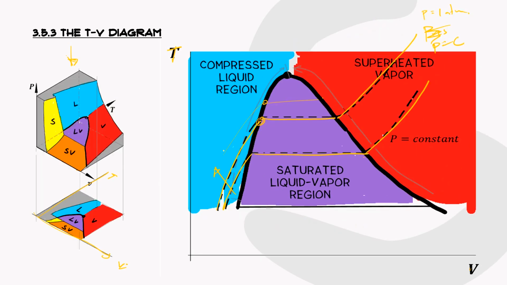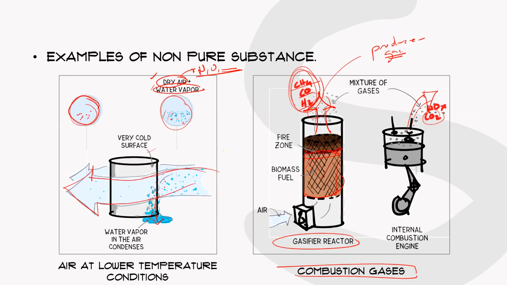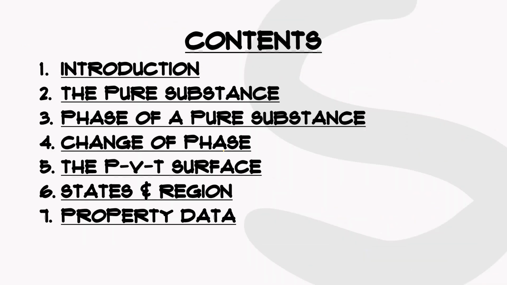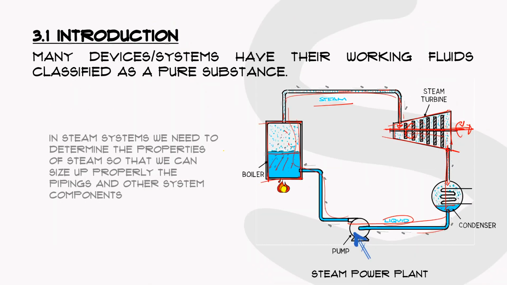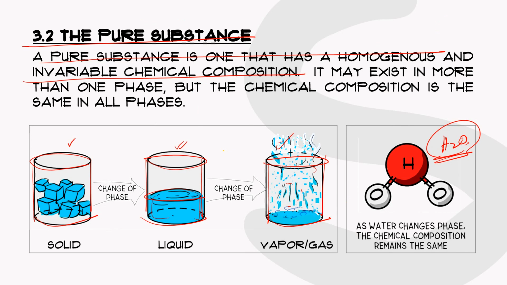So just to review what we have discussed so far: first we talked about the introduction or the applications of pure substances, and the applications that we discussed here are the steam power plant and the refrigerator device. Then we discussed what a pure substance is, and we said that it is one that has a homogeneous and invariable chemical composition. So that means in whatever phase it exists, the chemical composition is the same.